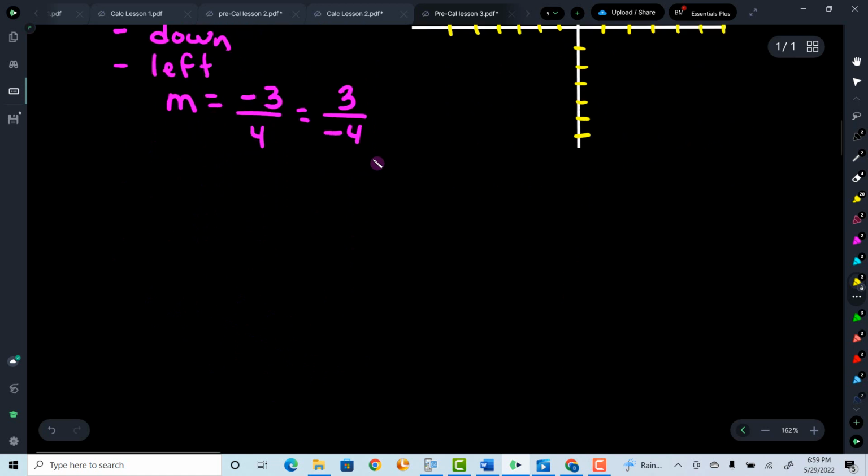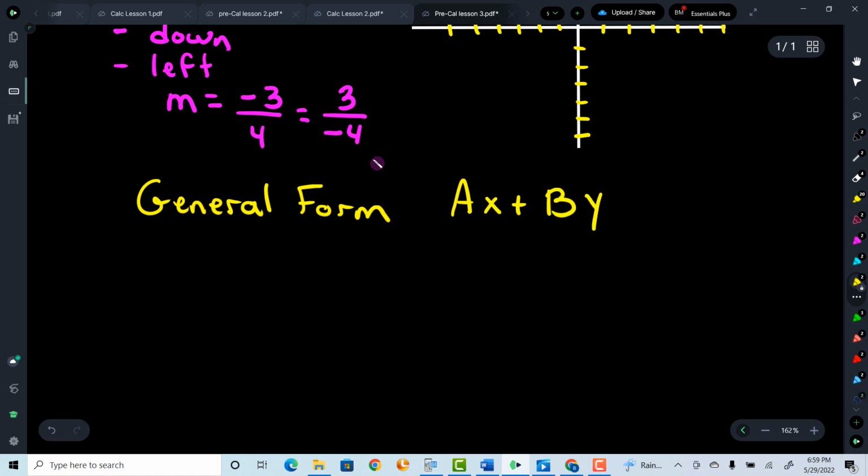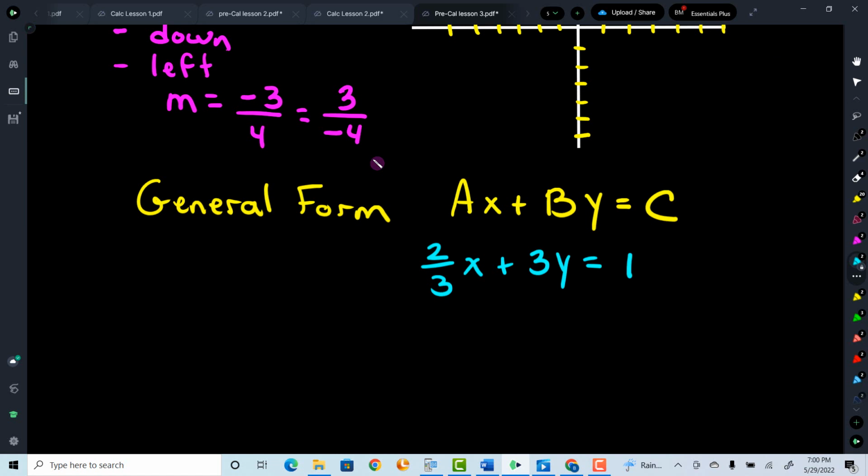Sometimes the equation is not in slope-intercept form, but it's in general form. So general form looks like this. Ax + By = C. So if I have the equation 2/3 x + 3y = 1. Is that in general form?